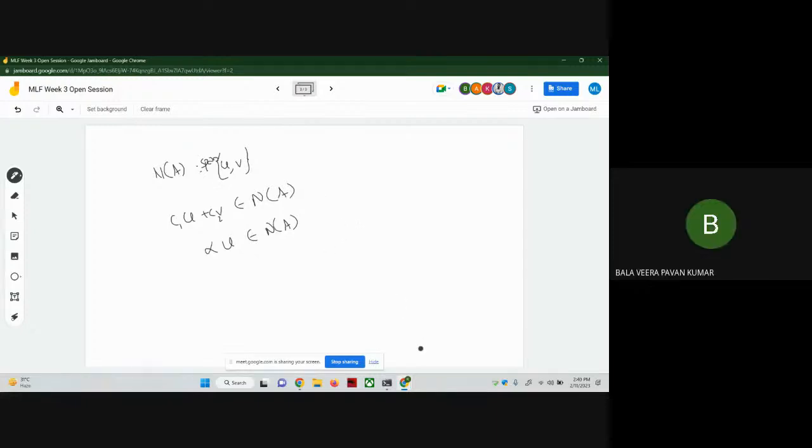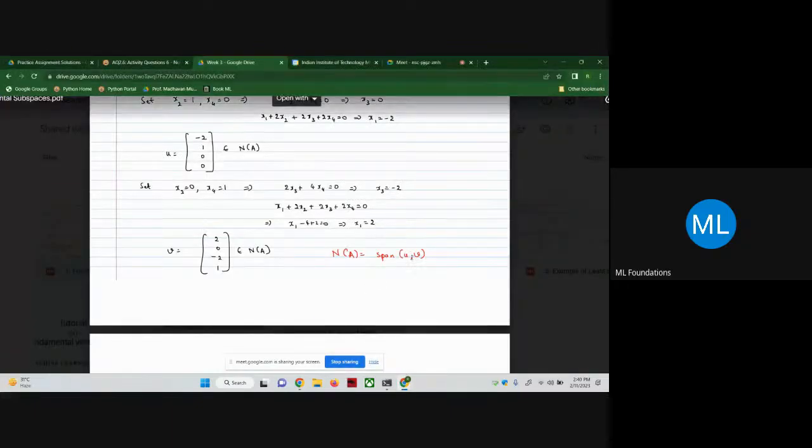Student: But not only u and v, there will be some more solutions for this, no? Yeah, that's what we are trying to say. With c1 u plus c2 v, you'll have an infinite number of combinations, and with alpha u also you can have an infinite number of combinations. It's not just these two vectors. These are not the only two vectors that belong to the null space. The span of these two vectors belongs to the null space.